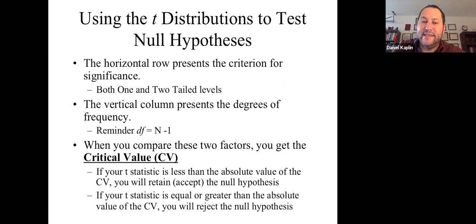If your T statistic is less than the critical value, we accept or retain the null hypothesis. If your T statistic is equal to or greater than the absolute value of the critical value, then we would reject the null. Now, in a one-tailed test, the sign must match. In a two-tailed test, the sign does not matter because it's plus or minus.